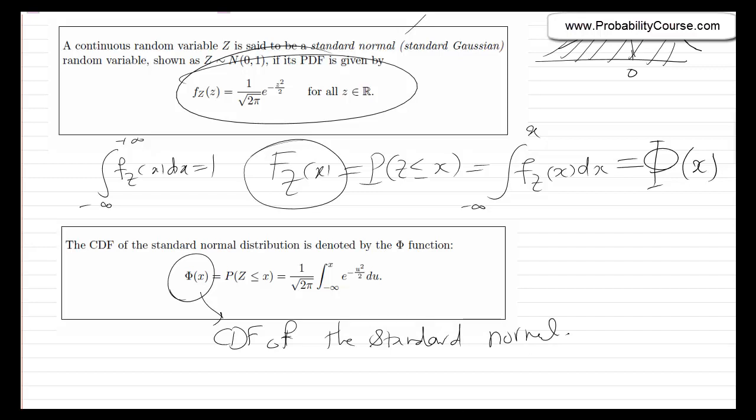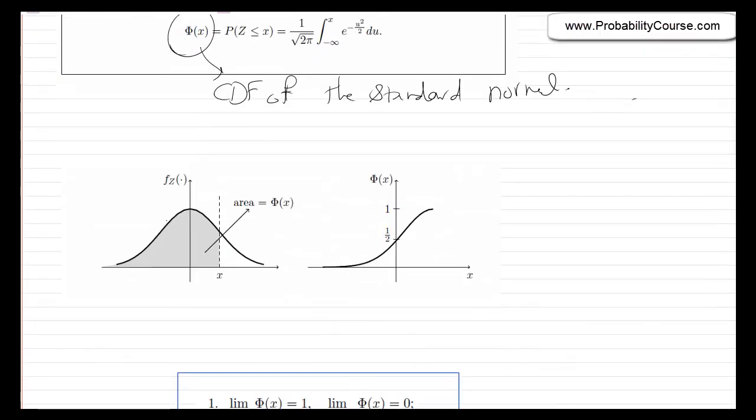So basically, it is the area under the PDF curve. If you look at the figure here, if this is my standard normal PDF f_Z(x), then for any x, the area that is shaded in this figure is going to be Φ(x), or the CDF at point x. Now from this figure we can conclude some properties of the Φ function.